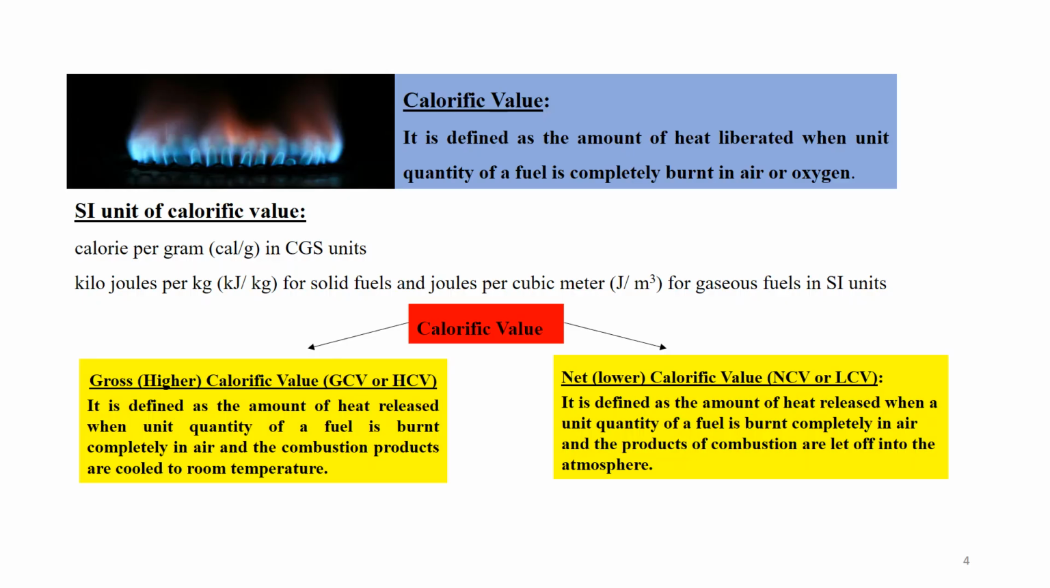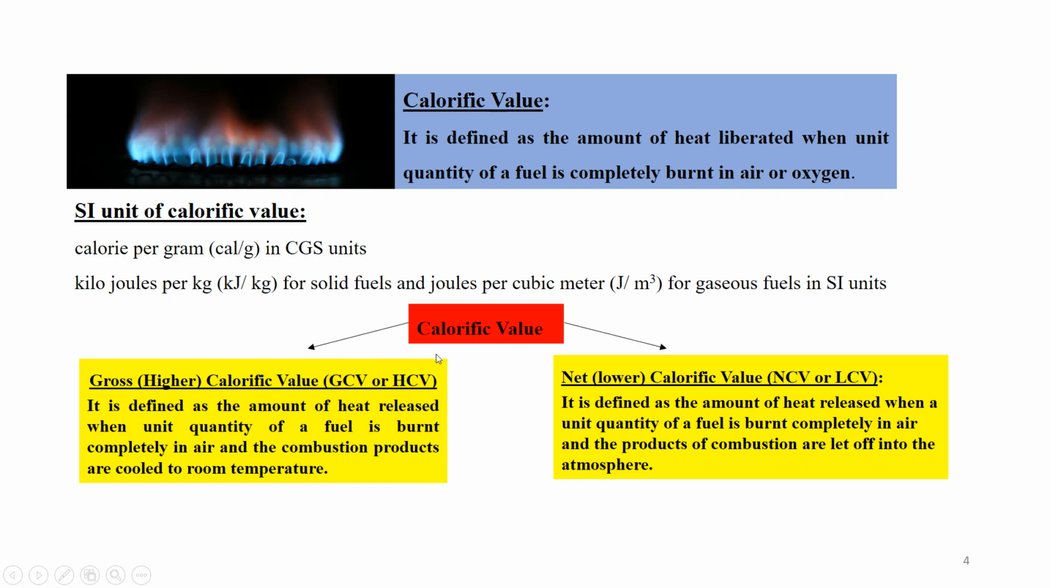Now, when we burn chemical fuel, it produces heat. So that can be assessed in terms of calorific value. So what is calorific value? It is defined as the amount of heat liberated when unit quantity of a fuel is completely burnt in air or oxygen. The SI unit of calorific value is kilojoule per kg.